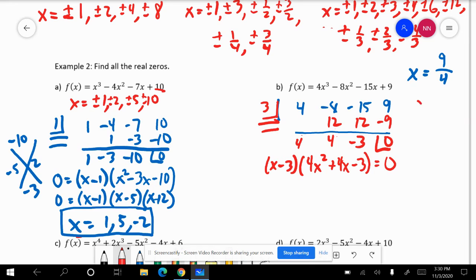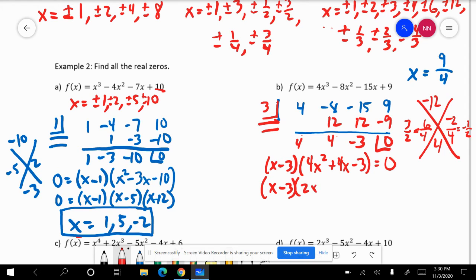So I'm going to multiply the 4 and the -3 to get -12, and 4. So it would be 6 and -2. I divide each of them by 4, and I get -1/2 and 3/2. So I have x minus 3, I have 2x plus 3, I have 2x minus 1, and it's equal to 0. So my zeros are 3, -3/2, and 1/2.